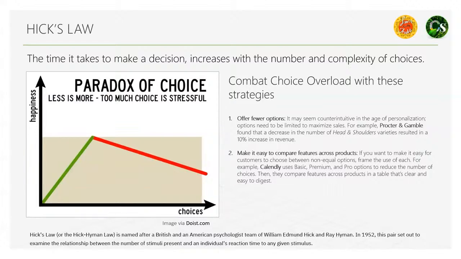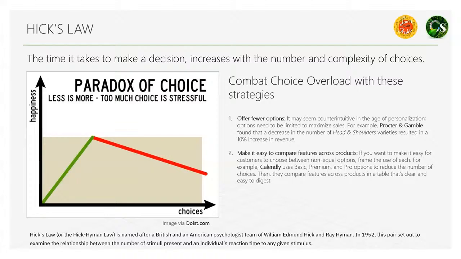So if you plot happiness on the y-axis and the number of choices on the x-axis, you will see that with time the happiness quotient increases until it reaches a threshold, and then it starts dropping with the number of choices you give. So there are two case studies. Offer few options. It may seem counterintuitive in the age of personalization.